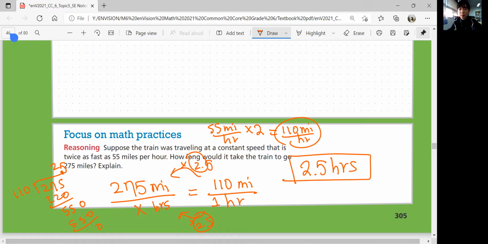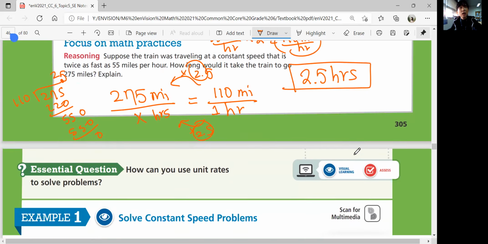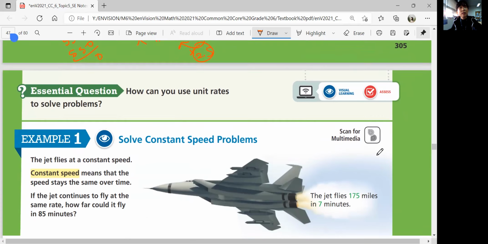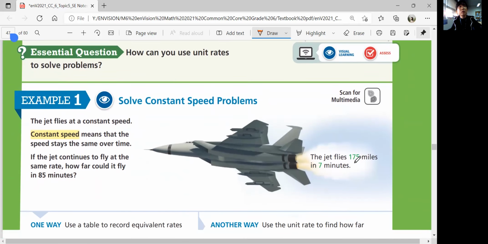All right, so remember how to use the unit rates. We're going to use it throughout this lesson. So in this lesson, we're going to think about how we can use unit rates to solve problems. Let's look at example 1.